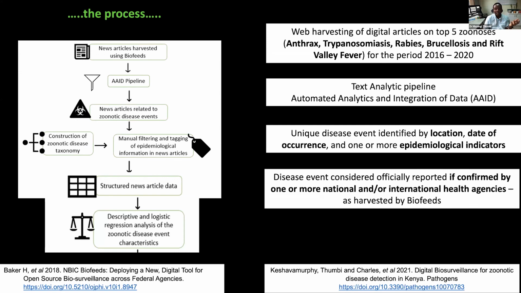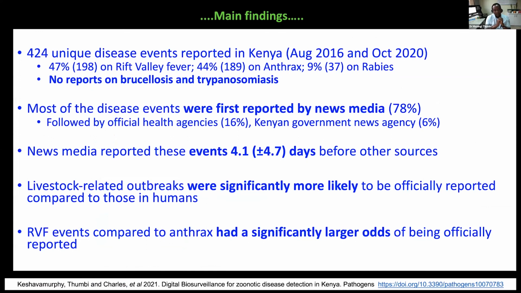And then we compared what was happening with the reports that came from newspapers compared to what was seen in the official reporting systems, the national and international health agencies. So the key findings from that was we had more than 400 unique disease events that were reported over that period of time. But we found for the top zoonotic diseases, Rift Valley fever was quite well reported, so was anthrax and a little bit of rabies, but there are really no cases that were being reported of brucellosis and trypanosomiasis by those non-traditional sources of information.